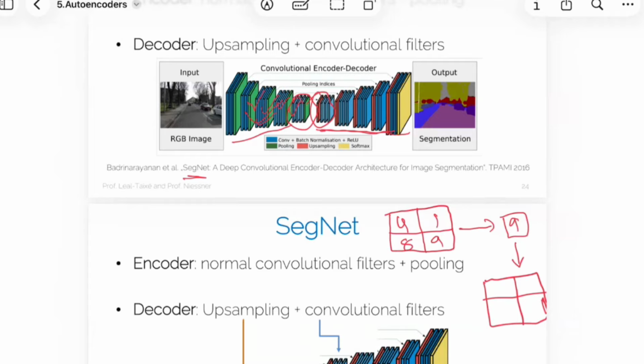Now how should I proceed? A lot of ideas have been given in different papers. The basic idea is, since when you are going from here to here, you'll also be saving the index of where it came from, this 9. So you'll be preserving that information. While going back, you now know the position of this 9. So you just keep that 9 there, and the remaining values you fill with 0.